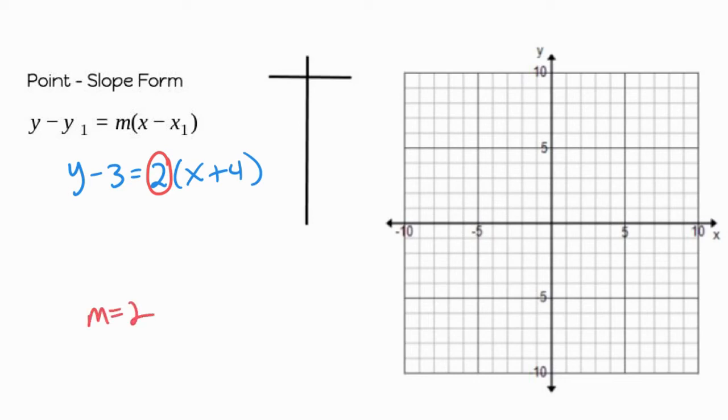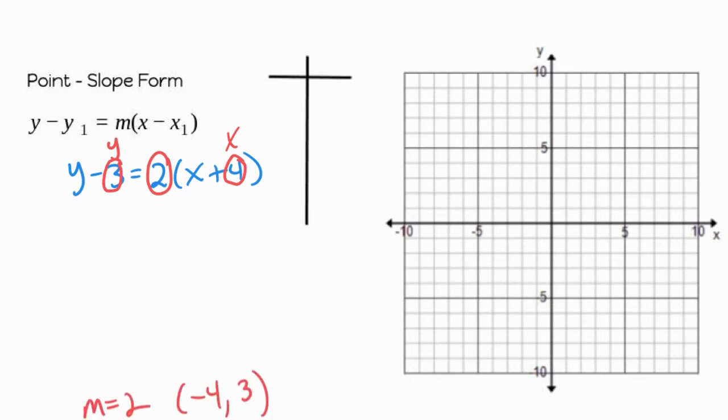We also have an ordered pair. Now notice I'm not circling the operation there. The ordered pair is the opposite of what we see here. So the ordered pair is negative 4 for the x, because that's the x, and for the y, it is positive 3. So what that tells us is that this equation, if we were to solve it and graph it, would have a slope of 2 and go through the point negative 4, positive 3.